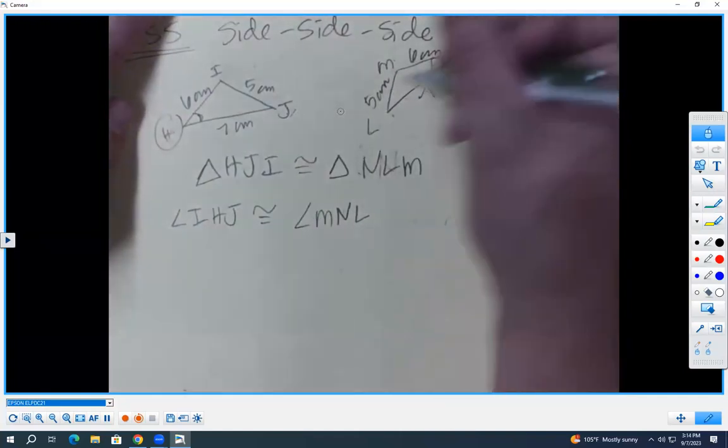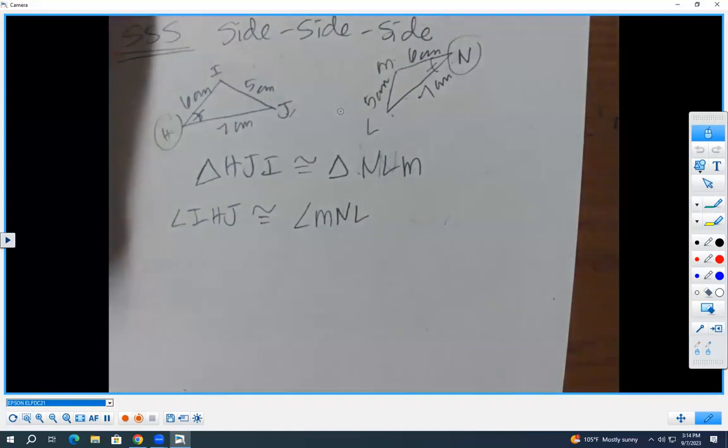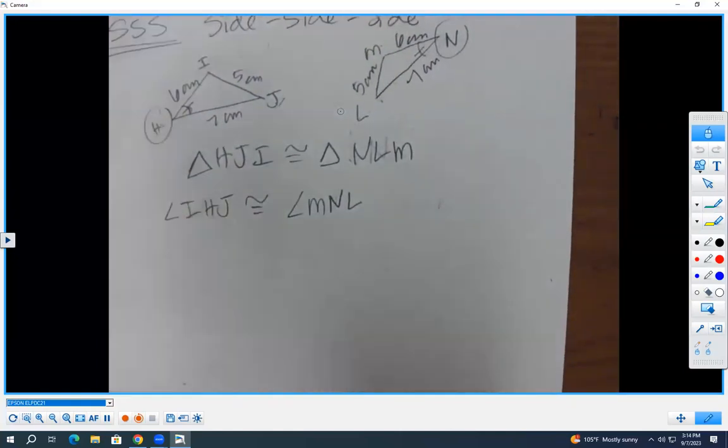But in that situation, it wouldn't matter if you put M or L first, right? It's just like L and N. Correct. You could put LMN or MNL. Yes, as long as N's in the middle.